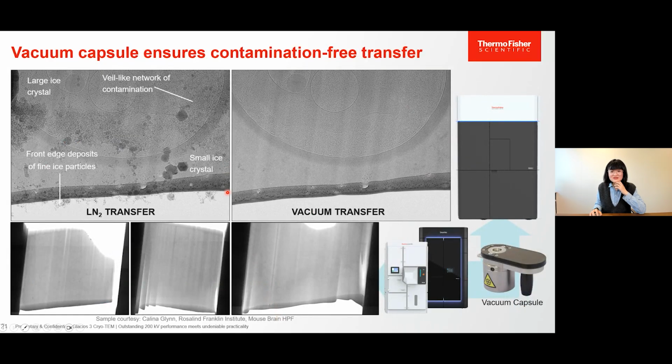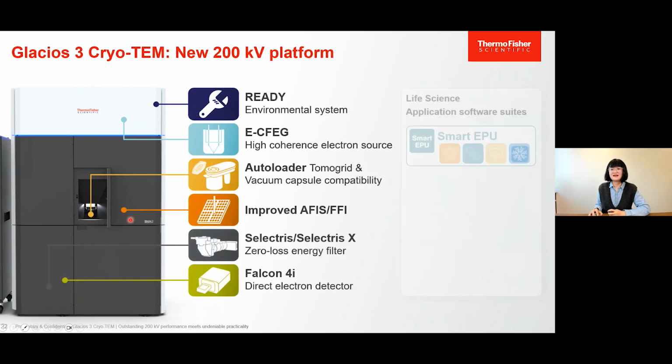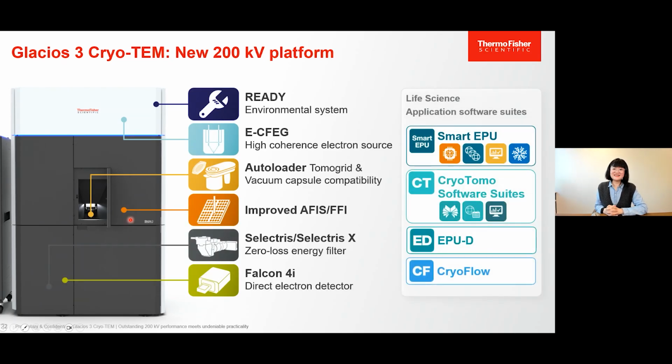Glacios 3 is also compatible with a vacuum capsule. When transferred in liquid nitrogen, you'll get all sorts of contamination, mainly from the liquid nitrogen. But when transferred in vacuum, you can see repeatedly, we can always get extremely clean lamella after the vacuum transfer. So these are the key features on Glacios, old and new.